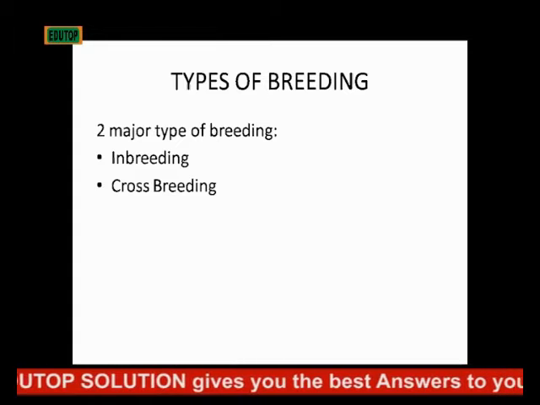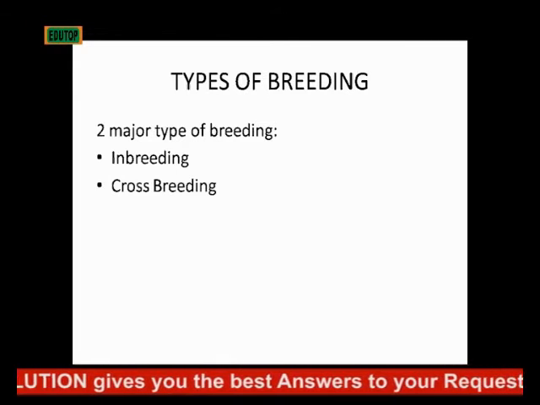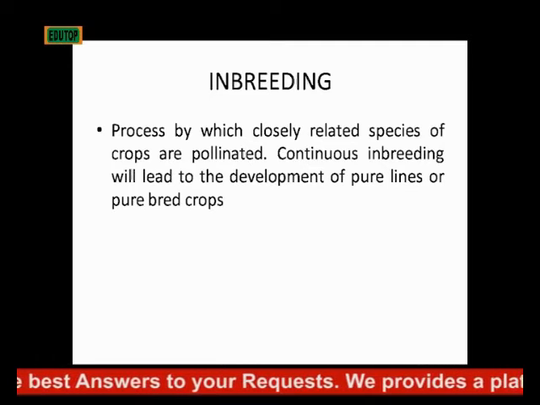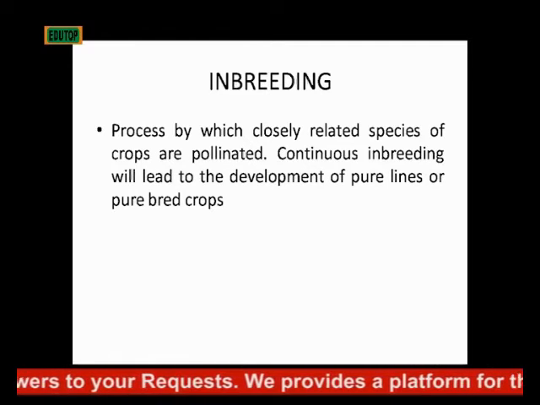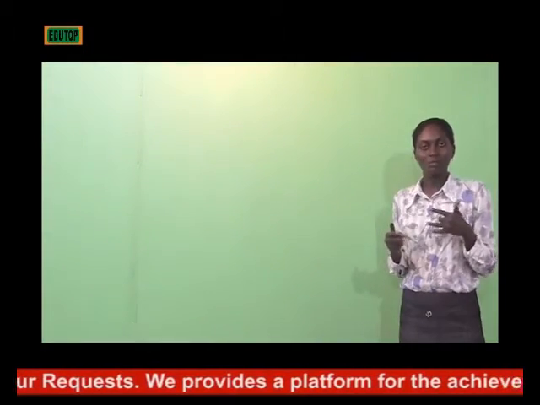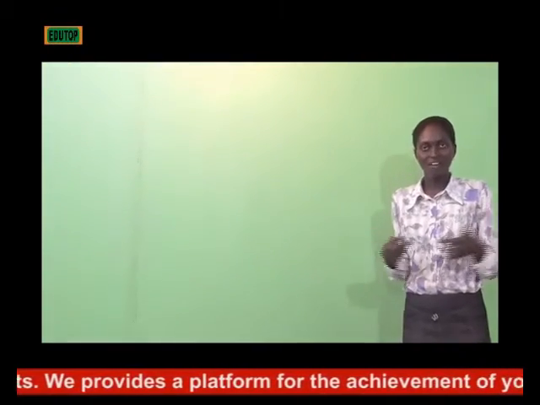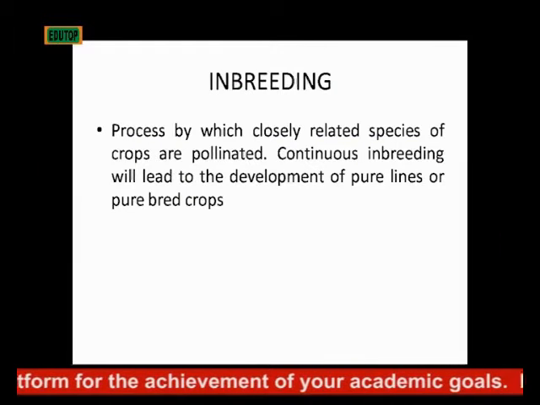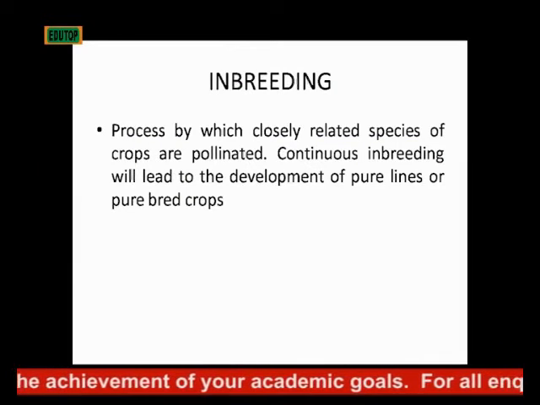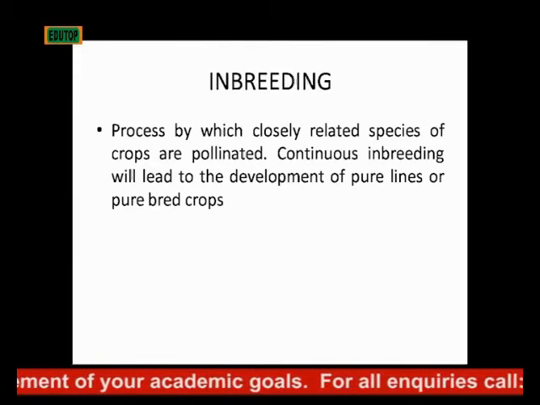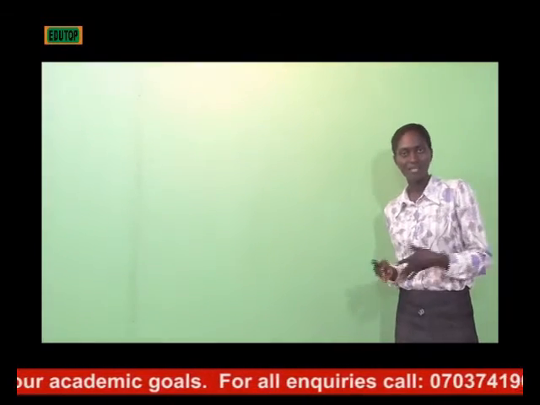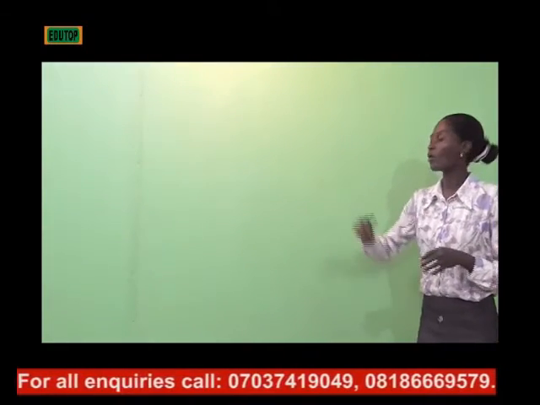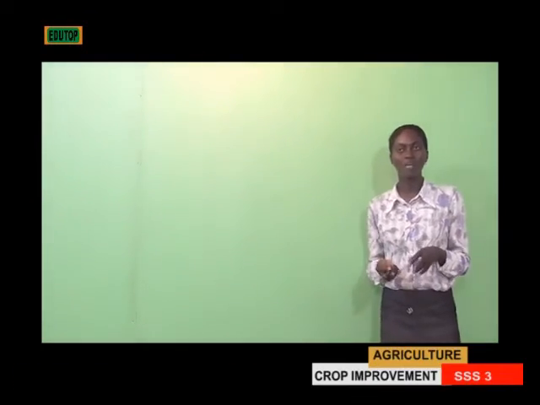Then we have two types of breeding. We have inbreeding and cross-breeding. Two types of breeding. Inbreeding is a process by which closely related species of crops are pollinated. They are closely related. That's what makes it inbreeding. They are very, very related. But continuous inbreeding will lead to the development of pure lines or purebred crops. They are closely related, they are almost the same, they are alike. So when you keep crossing them, it will lead to what we call pure lines or purebred crops.